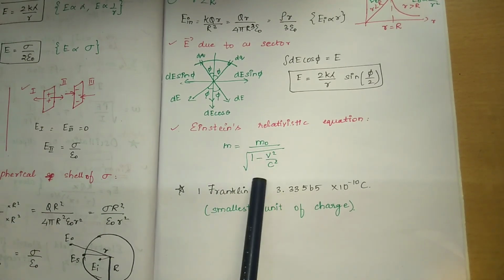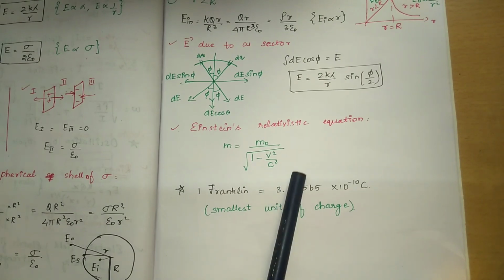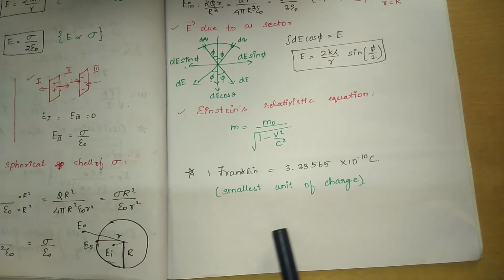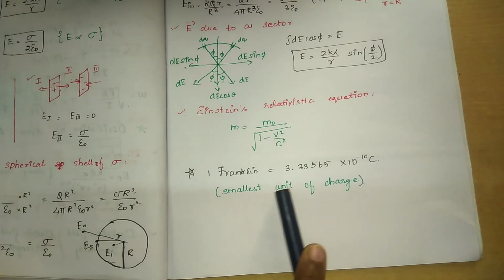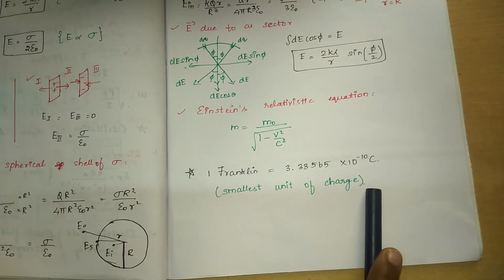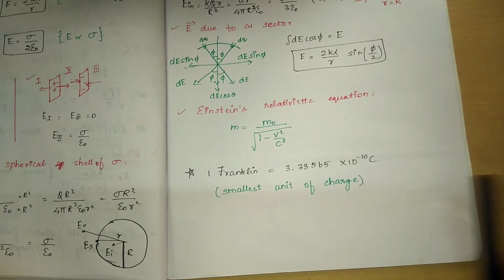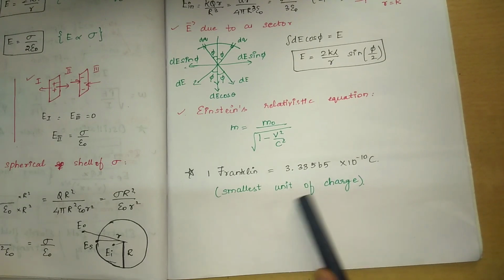Then Einstein's relativistic equation you should know, which is mass in motion equal to mass at rest divided by root of 1 minus v square divided by speed of light square. 1 Franklin is the smallest unit of charge, equal to 3.33565 times 10 power minus 10 coulombs. They can ask a theory question from here.